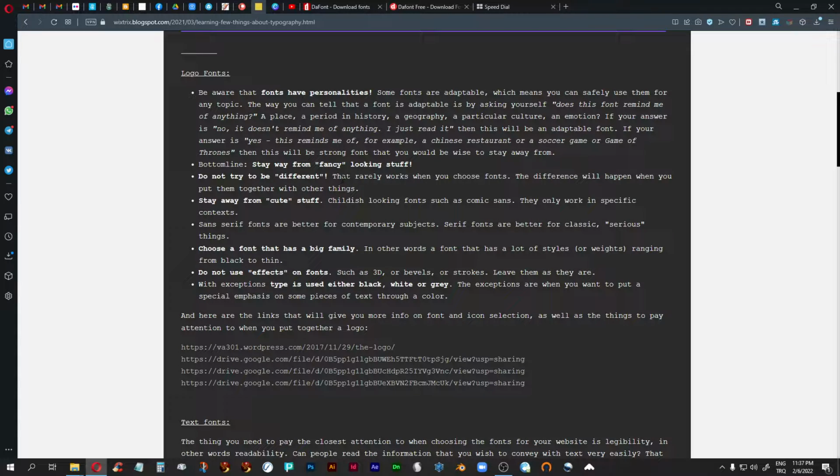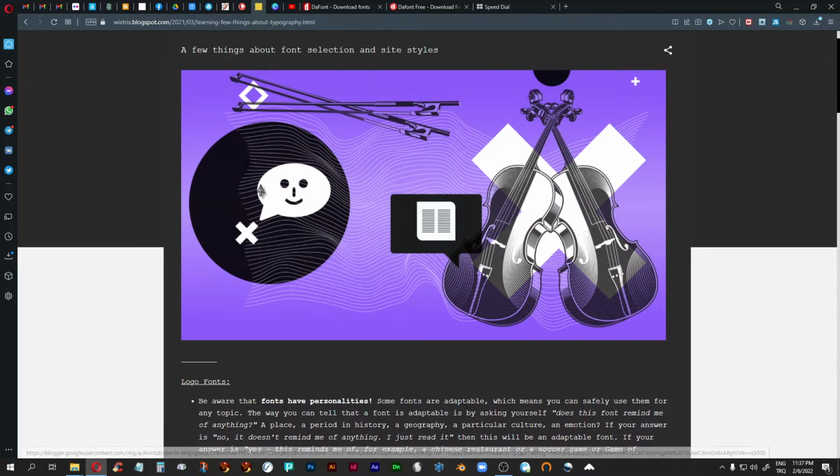And then don't try to be different. That rarely works when you choose fonts. The difference will happen when you put them together with other things. It's a good idea to stay away from cute stuff, unless, of course, the website that you are making is about cute stuff. If you're making a website about children's games, for example, then a childish looking font for a logotype might be quite okay. So certain fonts only work in specific contexts, and you need to be aware of that.